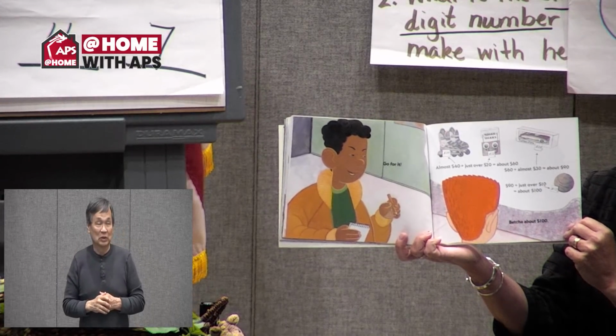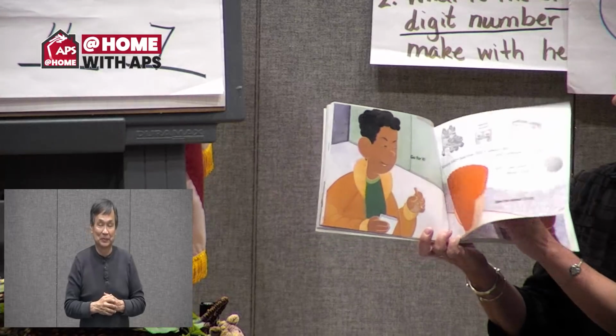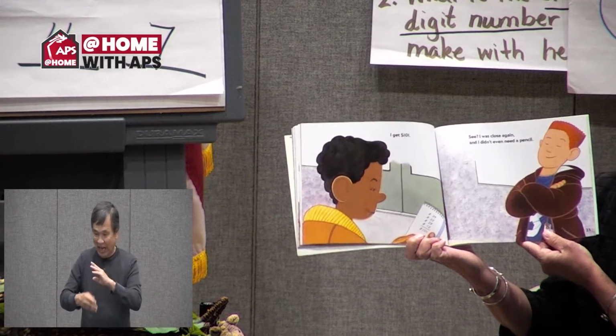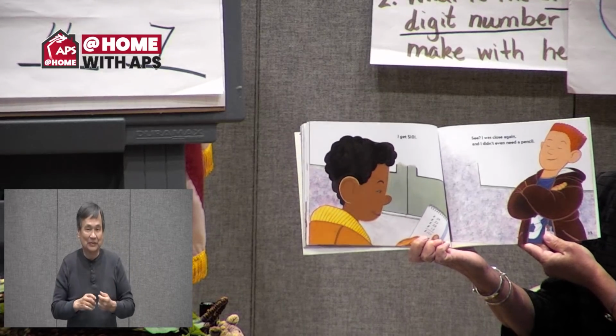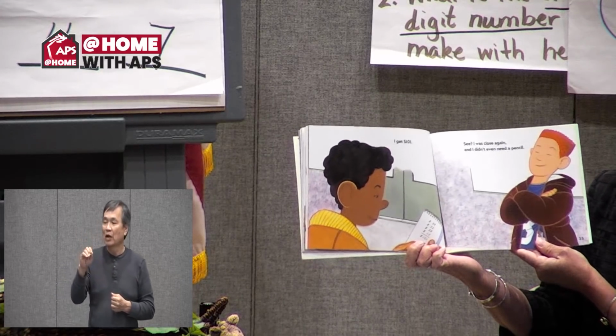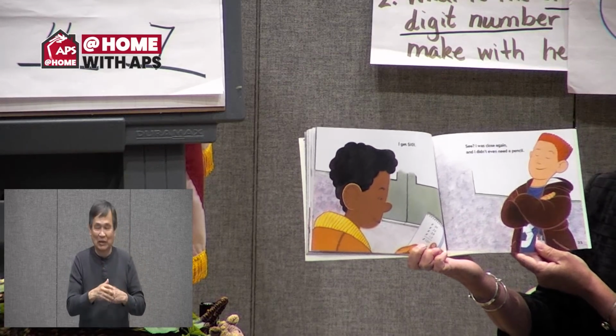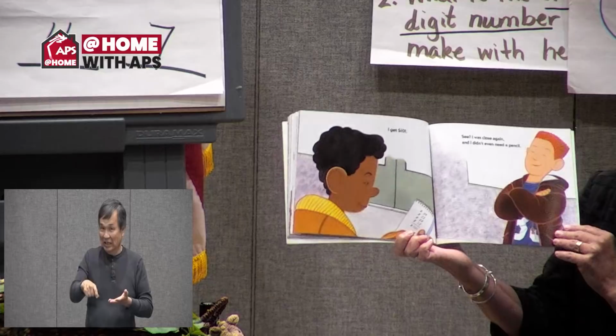Wonder how close he got. Let's see. His friend is adding up all those numbers to get the exact answer. I get 101. See, I was close again, and I didn't even need a pencil. He is a really good estimator, isn't he?